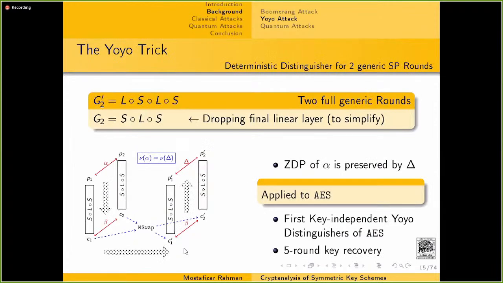Now, based on that, Ranjam et al. have shown this special property for the 2 generic SPN rounds. And as the last linear layer can be ignored, the property is essentially for the SLS layer. They have shown that if you take any alpha difference between P and P2 and follow this procedure, you will see that the zero difference of alpha and the zero difference of delta will be the same. They applied their result to find the first key independent distinguishers for AES, and they also performed key recovery attacks on 5 round AES.